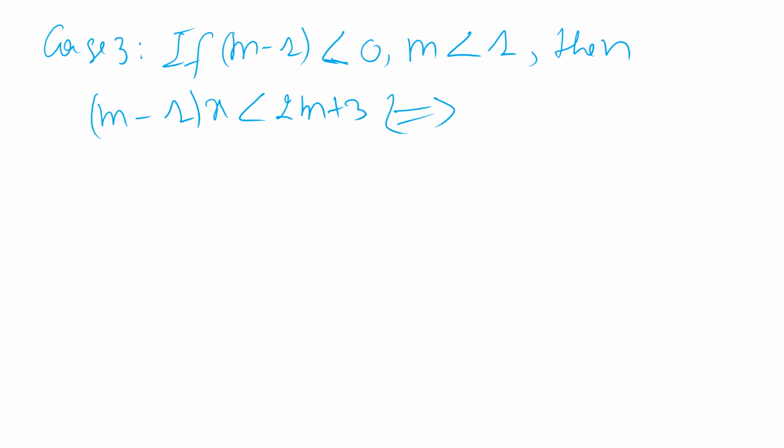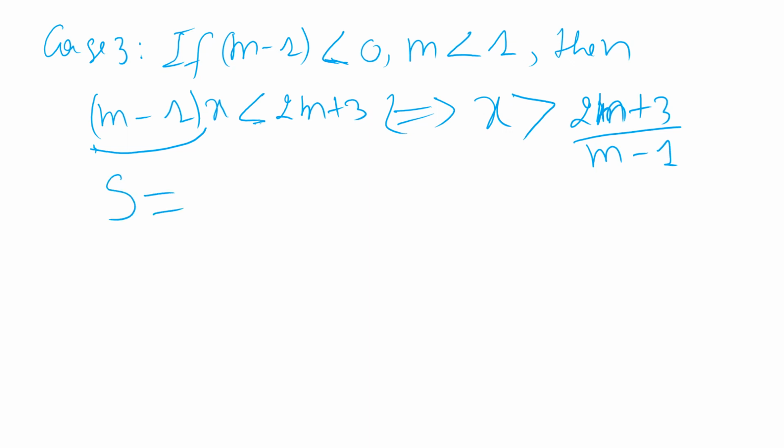Pay attention. Now this is negative. We're going to divide both sides by the same negative value, which is m minus 1. Then this inequality sign is going to be reversed. Just x is now greater than 2m plus 3 over m minus 1. Then our solution set is equal to 2m plus 3 over m minus 1 to positive infinity, excluded.